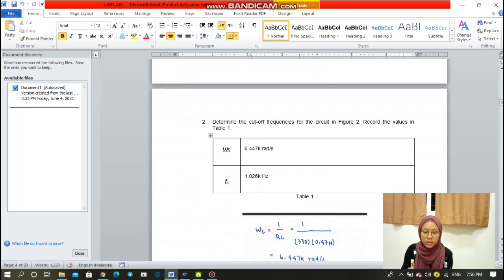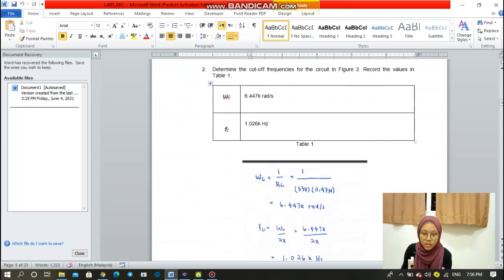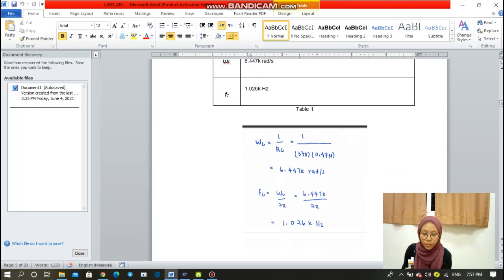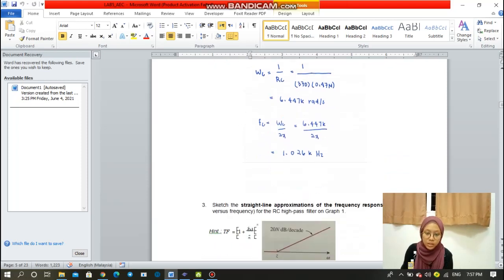Next, to determine the cutoff frequencies for the circuit. For this cutoff frequency, we just use 1 over RC and we got 6.447K radian per second. And then for the cutoff frequency in hertz, we use this formula and we got 1.026 kilohertz.